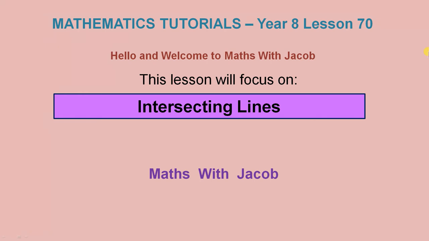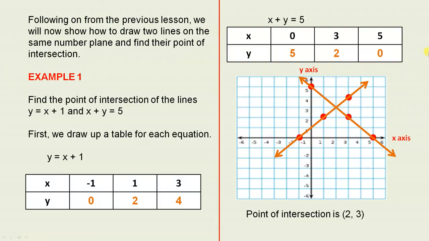This lesson will focus on intersecting lines. Following on from the previous lesson, we will now show how to draw two lines on the same number plane and find their point of intersection. Let's look at example 1 to see how we do this.